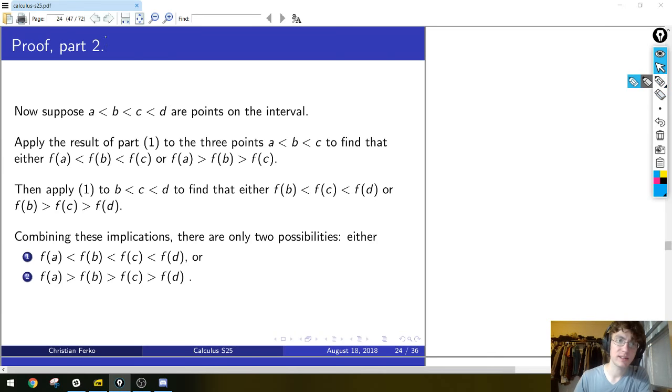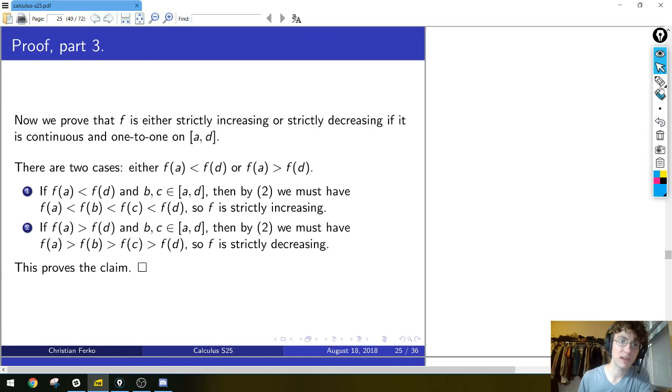And then this effectively proves the claim. Now we're basically done. We're trying to prove that f is either strictly increasing or strictly decreasing if it's continuous and 1 to 1 on an interval a to d. Now we have enough to prove this. All you do is look at the 2 endpoints. If f of a is less than f of d, then if you hand me any 2 points in the interval, I can form the 4 points a, b, c, d, and then it must be ascending.